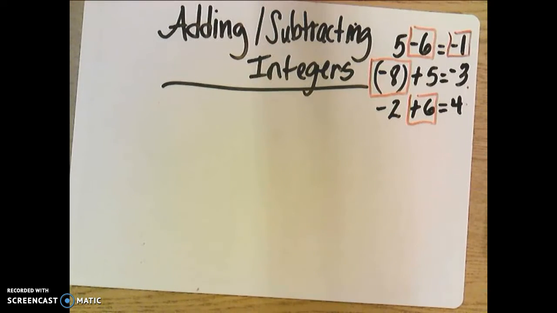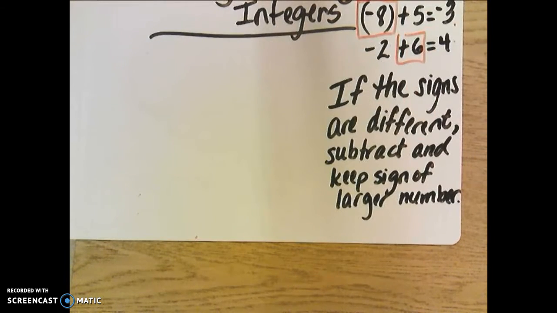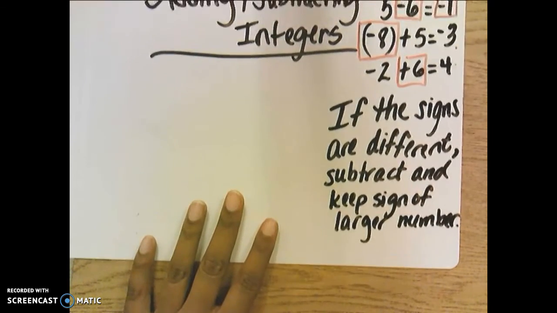So what happens is we take the difference of the two numbers. So different signs, subtract, and keep the sign of the larger number. Write that down. I'm going to write it down for you so you can copy it. So if the signs are different, you're going to subtract and keep the sign of the larger number. If you don't understand the handwriting, pause the video and listen to my voice again. If the signs are different, subtract and keep the sign of the larger number. And you have your examples up at the top for you.